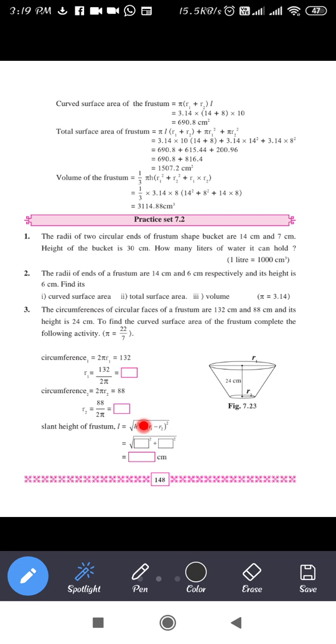Okay, so now as you know the formula for circumference is what? 2 pi r. So the circumference of this upper portion is 2 pi r1, right? Since its radius is r1. So now it's given as 132. So therefore we have to find out the value of r1. So r1 will be, what will r1 be? The 2 pi here, what will you do? You will shift it to 132. So 132 upon 2 pi. Okay, 132 upon 2 pi.